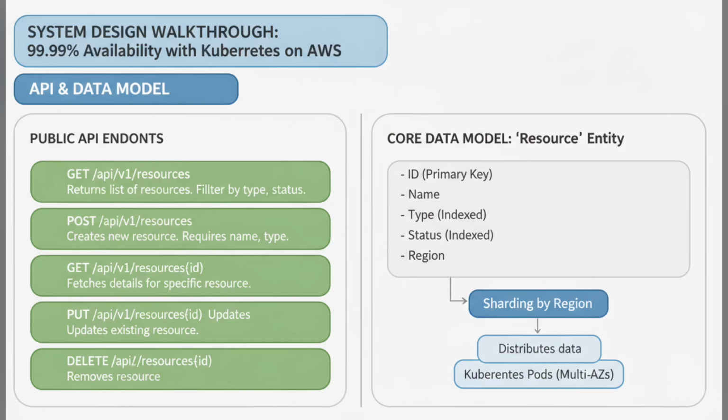Now moving on to our core data model, we focus on the resource entity. It contains key fields like ID, name, type, status, and region. The ID serves as the primary key, supported by indexes on type and status for efficient querying. To maintain high availability, we implement sharding by region, which distributes data across multiple Kubernetes pods in different availability zones. This design ensures resilience against zonal failures. Furthermore, we implement replication across regions, allowing for seamless failover when required, guaranteeing both data integrity and quick access.